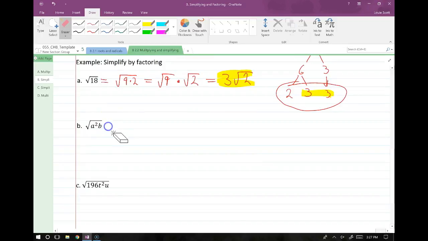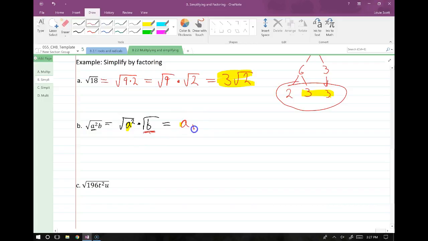So this one, when we have variables under the root, it works roughly the same way. We were allowed to simplify the 9 because it was 3 squared. Here we have a squared times b under the root. So we break it up into its two factors, a squared times the square root of b. The square root of a number squared is just that number, so a gets pulled out. We have an a out front, and there's nothing to do with the b. B just stays.